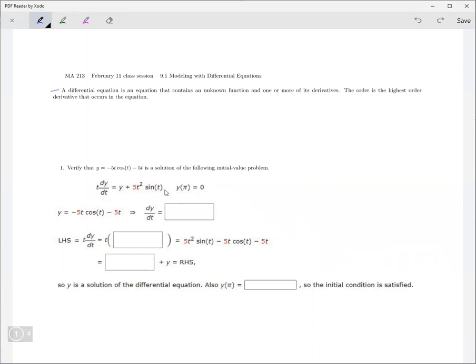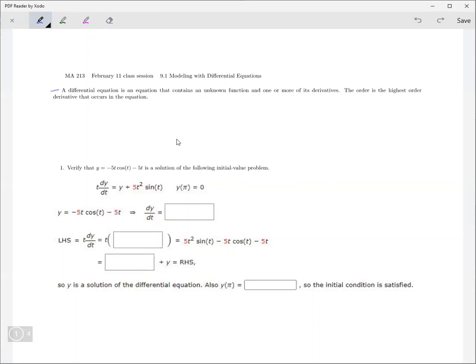So for example, here, this is a differential equation. The unknown function is the y, and here's the derivative, dy dt, and then t is an independent variable. Okay, so it's maybe a little bit different. You're used to having equations where you have an unknown variable, right? But here, this is an unknown function. And the independent variable is t, and then you have a dy dt also in the equation somewhere. The order is the highest order derivative that occurs in the equation. So this would be order 1.